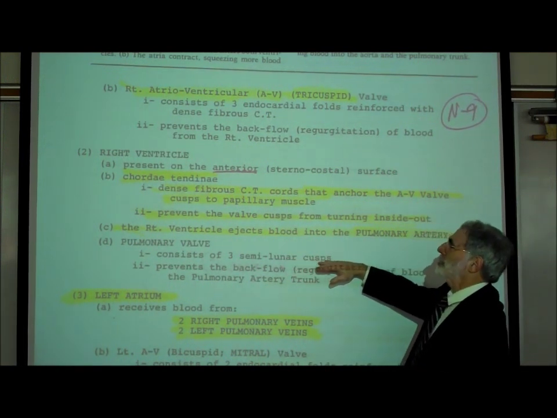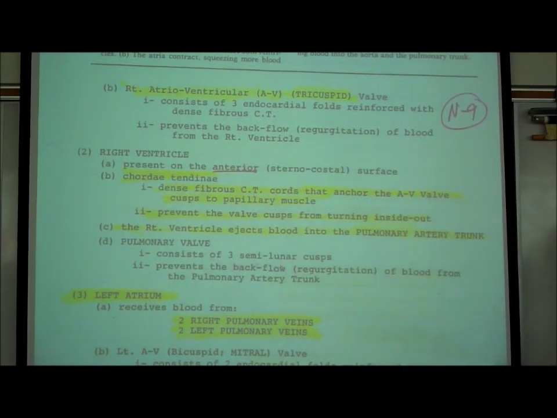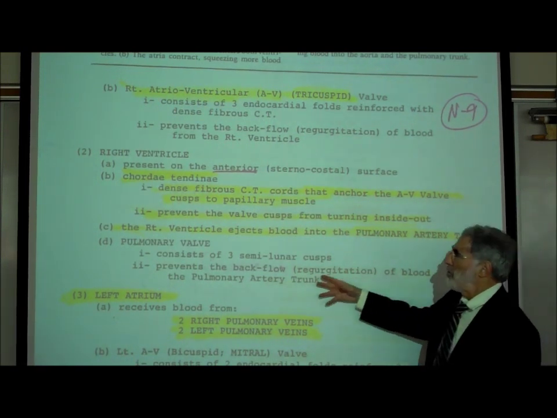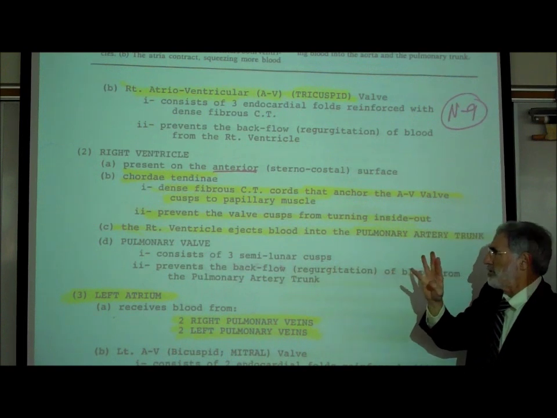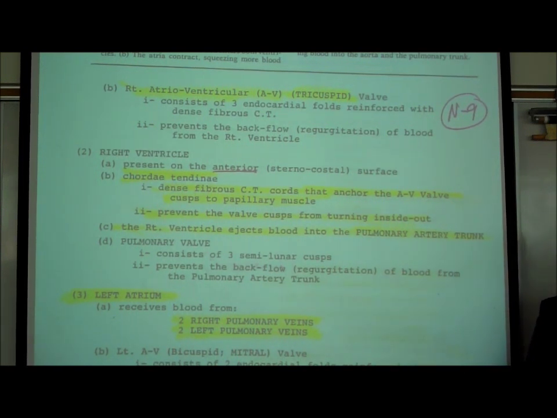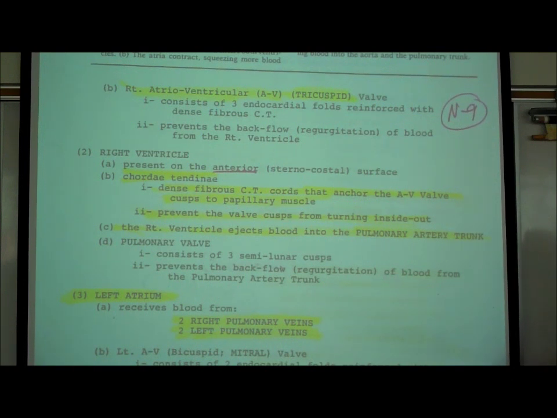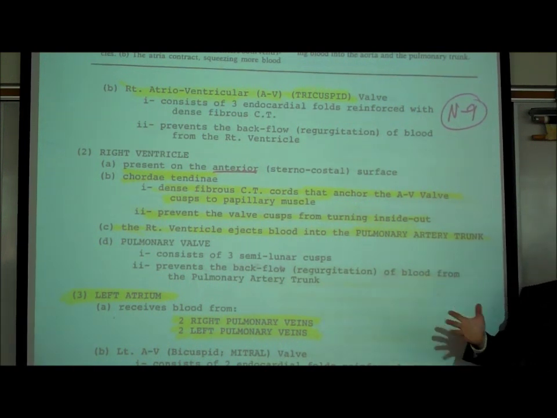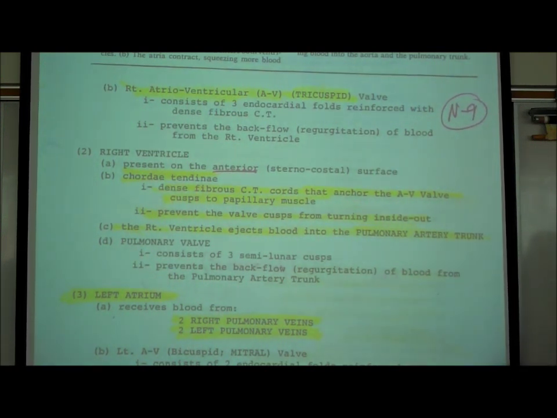The right ventricle is then going to eject blood into the pulmonary artery trunk past a pulmonary valve. The pulmonary valve is made up of 3 so-called semilunar cusps, and therefore it's also known as a semilunar shaped valve, and that prevents the backward flow or regurgitation of blood from the pulmonary artery back into the right ventricle. Okay, all I've done is to read what's here, but what does it mean?